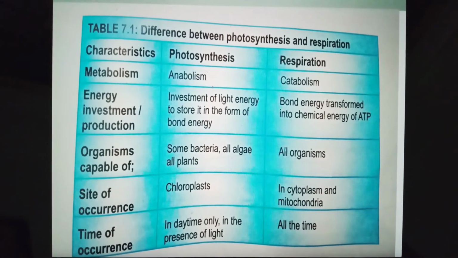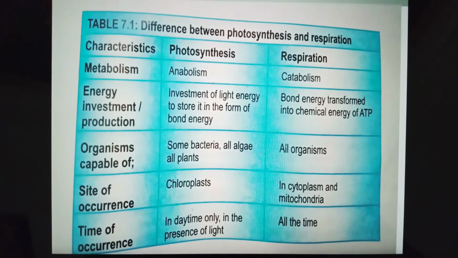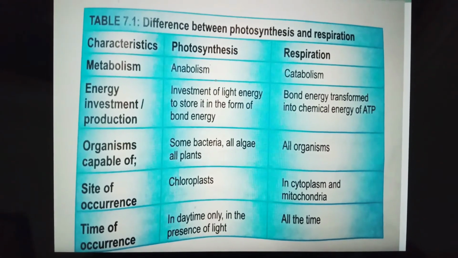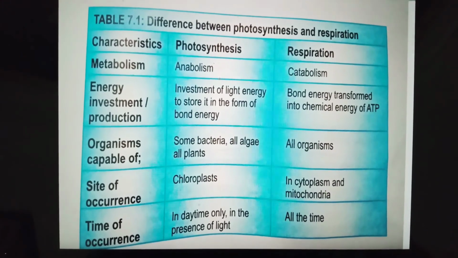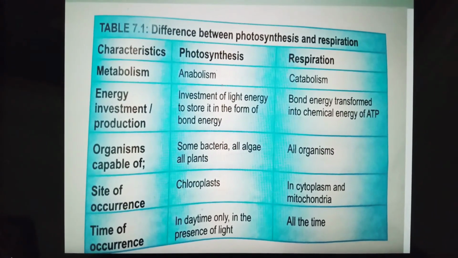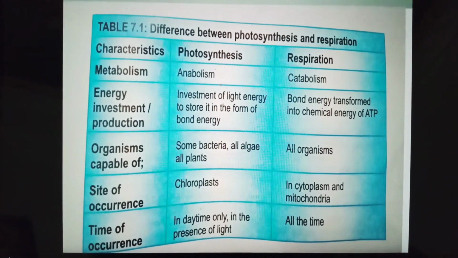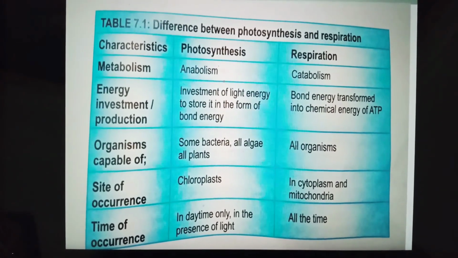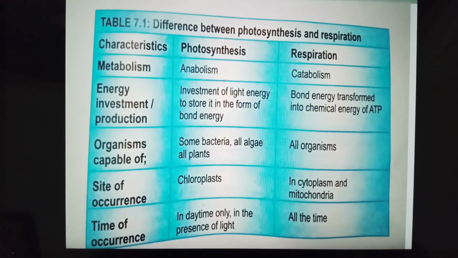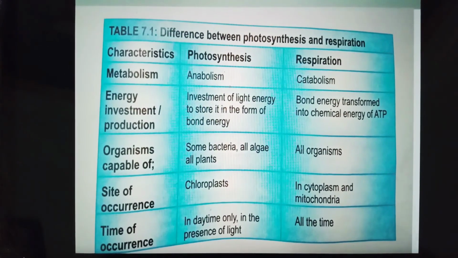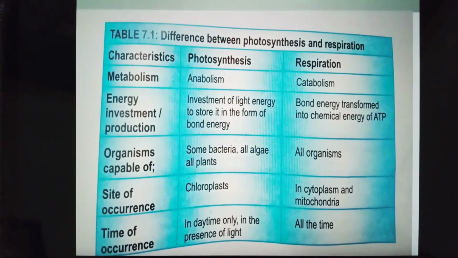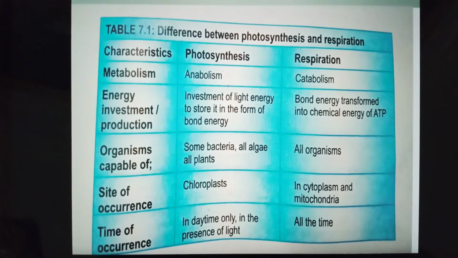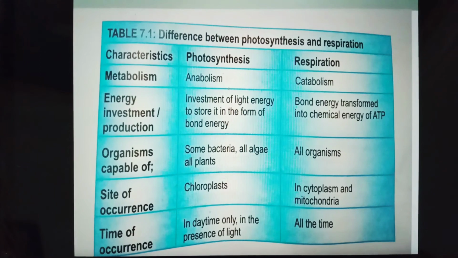So now it's time to discuss the difference between photosynthesis and respiration. Photosynthesis is anabolism while respiration is catabolism. Light energy is stored in the form of bond energy in photosynthesis, while in respiration bond energy is transformed into the chemical energy of ATP. Organisms capable of photosynthesis are bacteria, algae, and all plants.